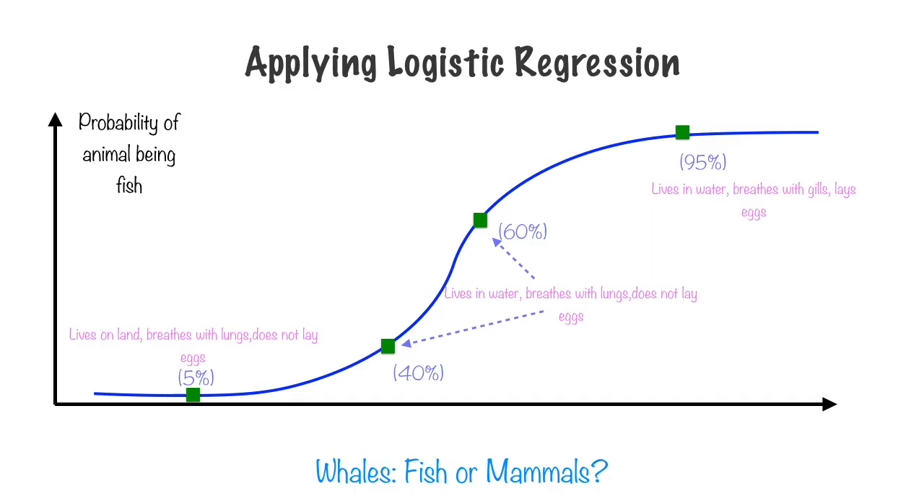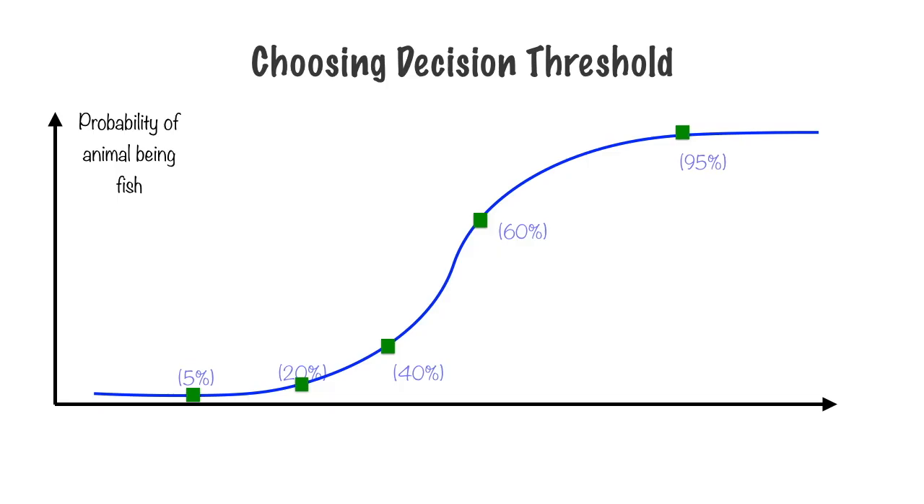Now, it is this logistic regression curve that we have to use to answer the question: is the whale a fish or a mammal? In order to convert this logistic regression curve of probabilities to an actual predicted label, you need to specify a decision threshold. A decision threshold is basically a line through this probability curve. If the probability of the input instance being a fish is above the decision threshold, you'll classify that animal as a fish. If the probability is below the decision threshold, you'll classify that animal as a mammal. We've drawn this decision threshold at the halfway mark, the 50% mark. However, this need not always be the case.